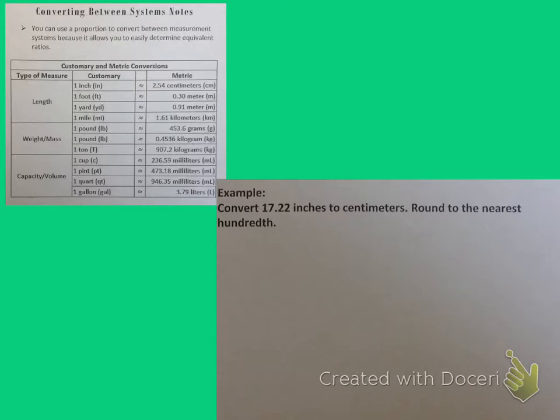It says convert 17.22 inches to centimeters, round to the nearest hundredth. So I'm going to look in the table and find where it shows me how many centimeters are in an inch, and that's up here with length. For every 1 inch, there are 2.54 centimeters. So when we're converting inches to centimeters, I'm going to do inches over centimeters, and then use the numbers from the table.